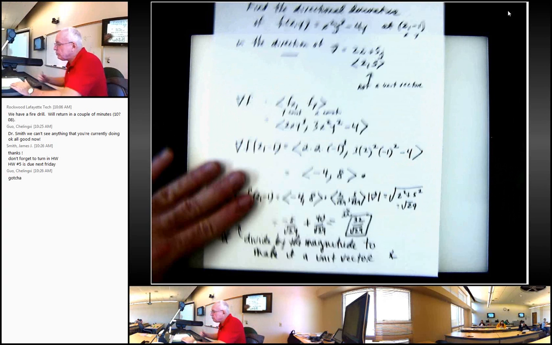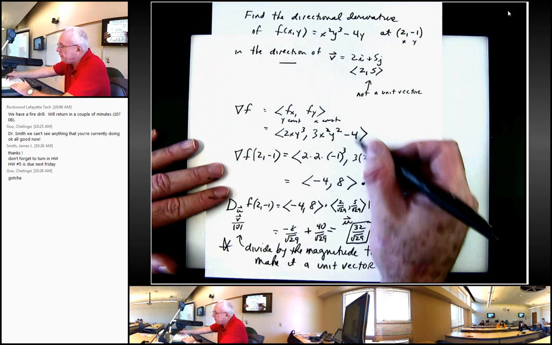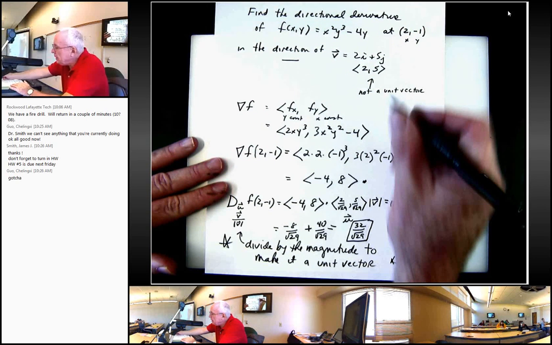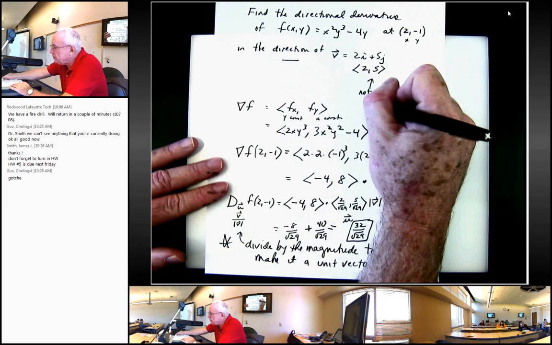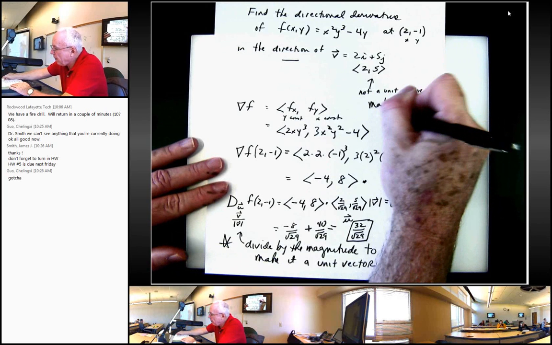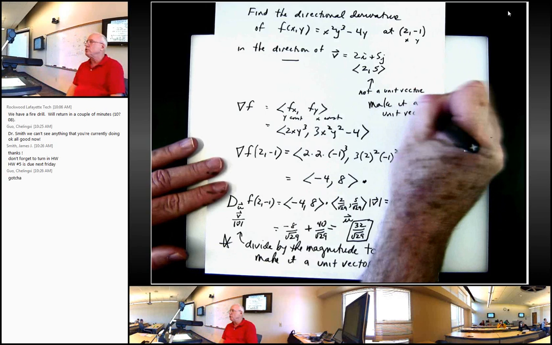So again, we're still going to get the same gradient here for the directional derivative. We get the gradient, but if it is not a unit vector, we have to make it a unit vector in order to get the directional derivative. Okay?